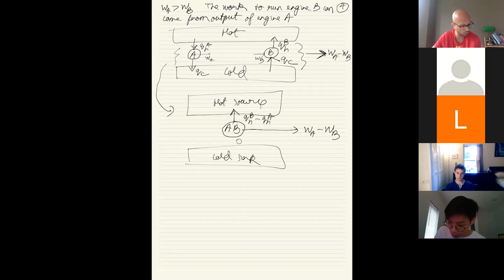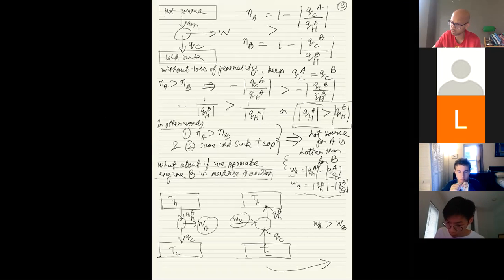And we just saw that modulus of QHA is more than the modulus of QHB, right? This is something we showed over here. Modulus of QHA is more than modulus of QHB.